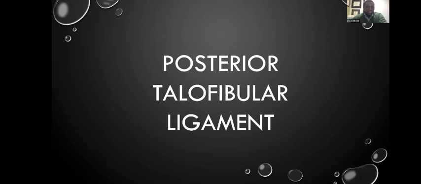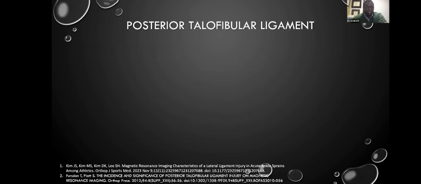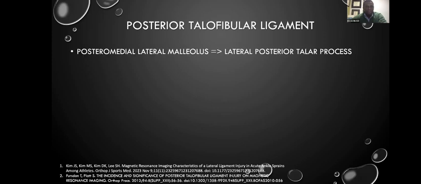So now we move on to the posterior talofibular ligament. Like we've said before, the anterior talofibular ligament is the weakest ligament, and so it's involved in many sprains. This is the opposite. It's not very weak, and it's not involved in very many sprains.